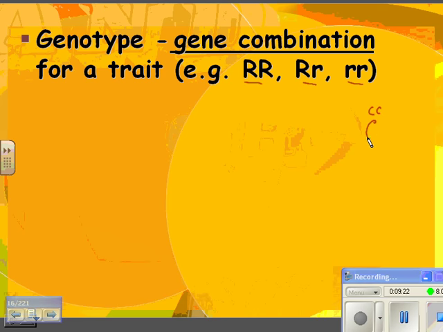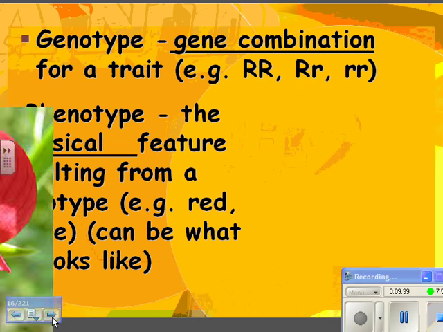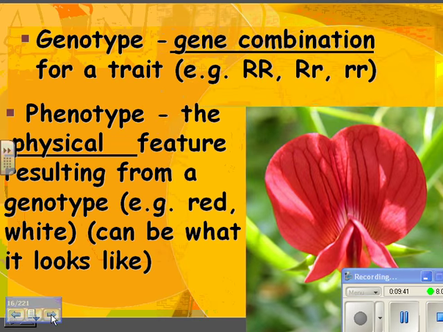If you don't have a cleft in your chin, it's big C, big C, or big C, little c. And so this is for having a cleft, this is no cleft, and this one would also be no cleft because that one's dominant. So that would be your genotype. Your phenotype is what you actually look like. So this is the physical feature resulting from a genotype. So with my cleft example, this person would look the same as this person. They have different genotypes, different gene combinations, but the same phenotype because they both have no cleft.